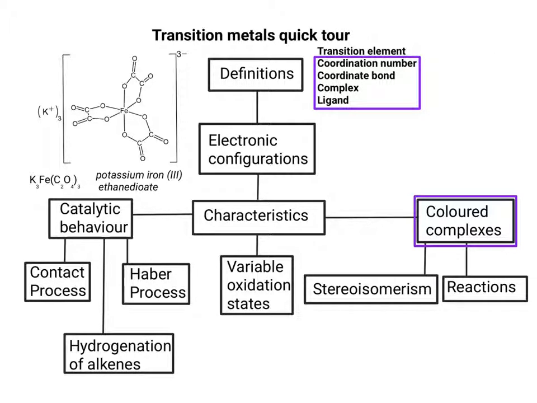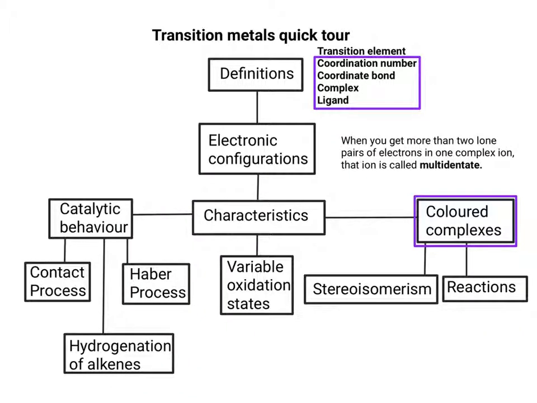So on the oxygens that you can find on the ethane dioate ion, that would lead to 6 coordinate bonds. So that would give us a coordination number of 6 for this particular complex. So when you get more than 2 lone pairs in one ligand, that ligand is called multidentate.